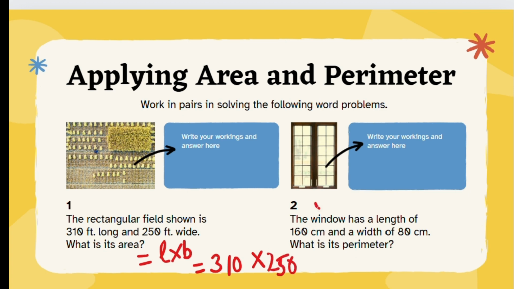Here is the second question: the window has a length of 160 meter and a width of 80 centimeter. What is its perimeter? So here it is basically a rectangle. So you have to find the perimeter. You will just apply the formula 2 multiply l plus b. You can answer these questions in the comment box. We will look at your answers.